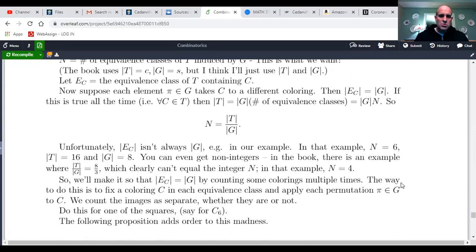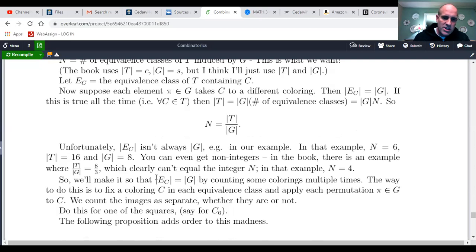So what can we do? Because it seemed like that formula was about to work, and then it got kind of messed up. The equivalence classes are all different sizes. This is pretty loose language going on right here. This isn't exactly what I want to say.